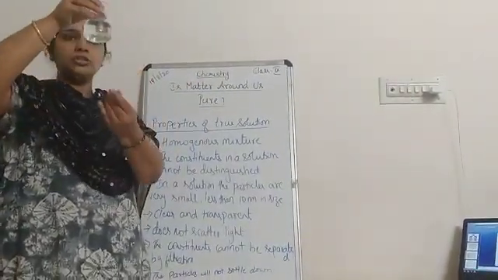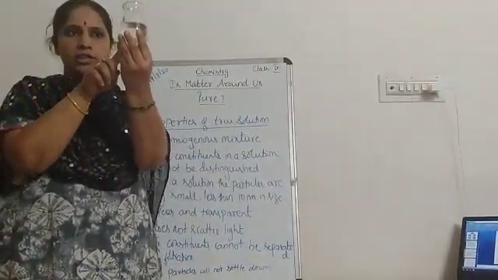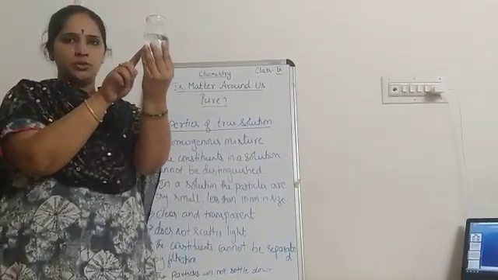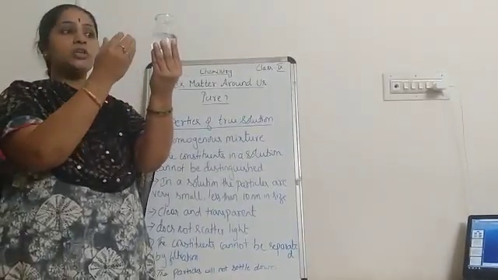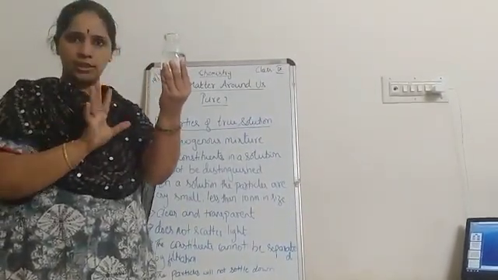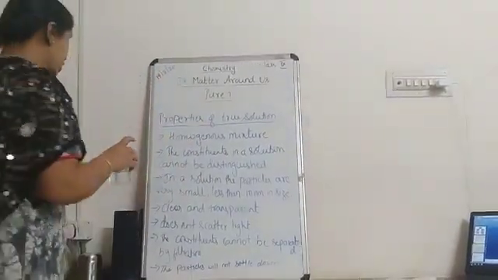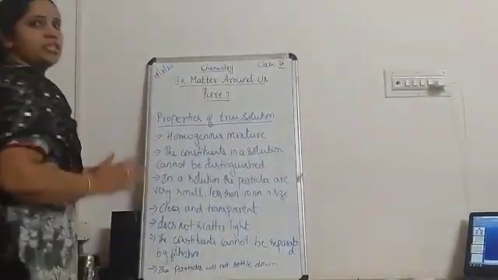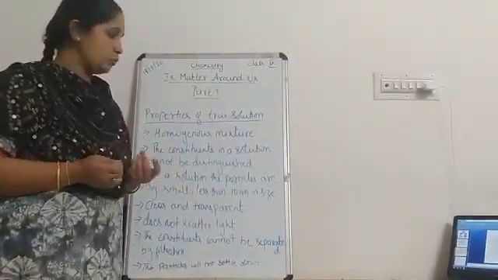But for a true solution like the sugar solution, the sugar is dissolved in water. When you look at the sugar solution, it looks clear and transparent. You cannot distinguish the particles of sugar present in water. So this is an example of a homogeneous mixture, where you cannot distinguish the constituents of the solution.